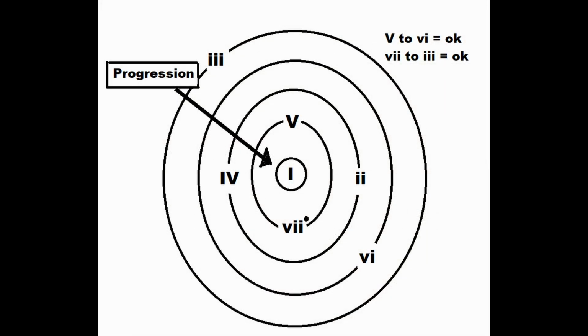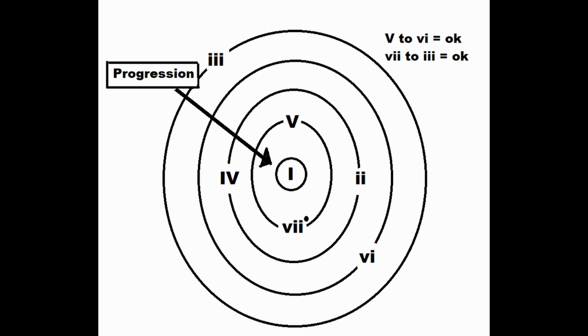This is how progressions work, right in front of you. We call this the orbit diagram. In the middle, you have the one chord, which is kind of like the sun, right? And then on the first orbit, right outside of that one chord, you have the 5 and the 7. Next orbit out, you have the 4 and the 2. Next orbit out, all by itself, you have the 6 chord. And then finally, on the very outermost orbit, you have the 3.